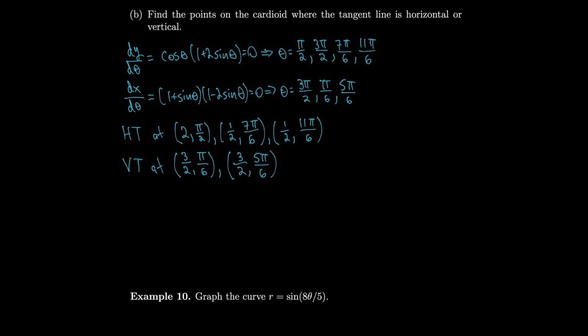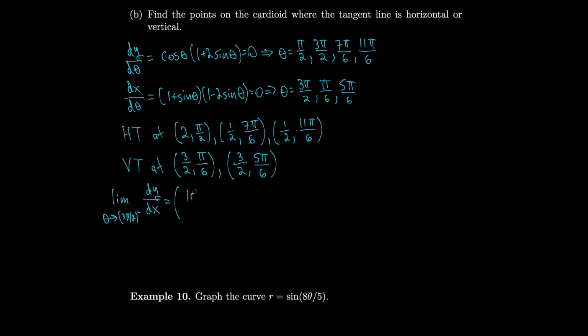So let's look at 3 pi over 2 now. If we take the limit, how about as theta approaches 3 pi over 2 from the left. So we'll do that for dy dx, and we will see if this equals infinity or minus infinity, and then we have a vertical tangent.